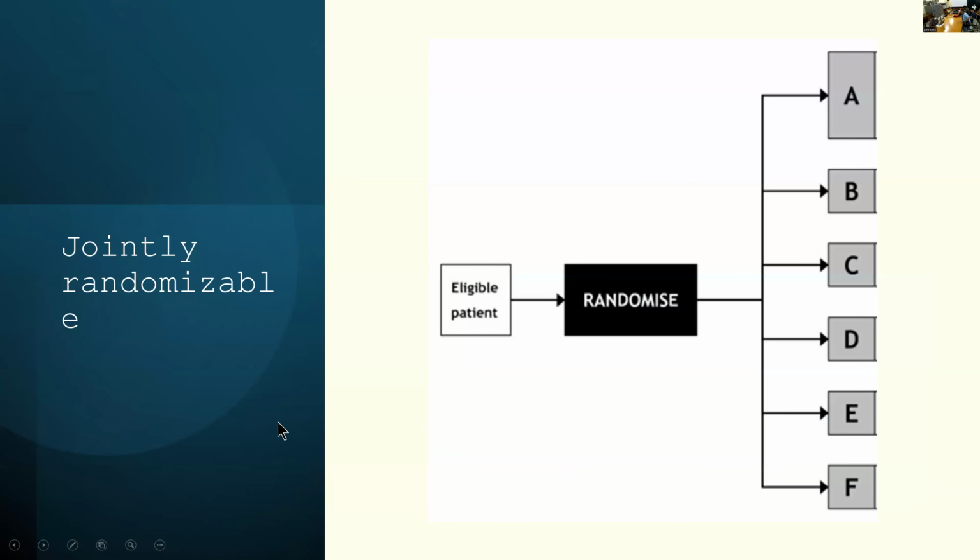So basically, the technical term for this is joint randomizability. For every single individual study in your network meta-analysis, you should be able to pull them all together as part of one gigantic RCT, and you should be able to apply any of the interventions to anybody in the population. So it looks like one giant RCT which you have done.